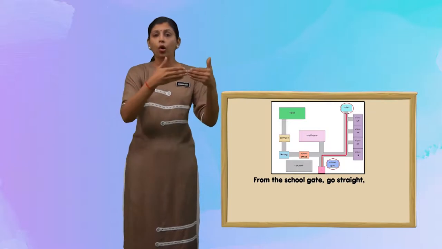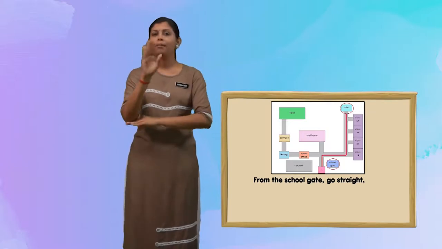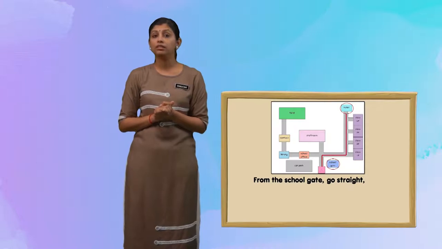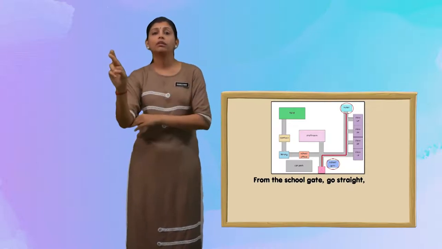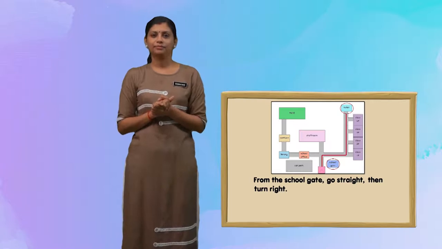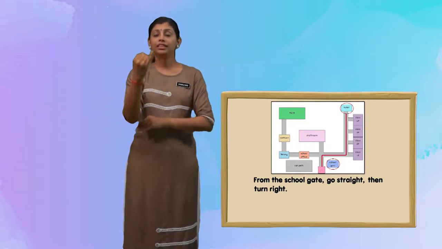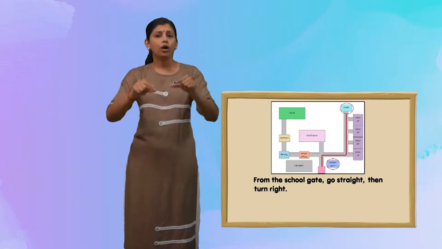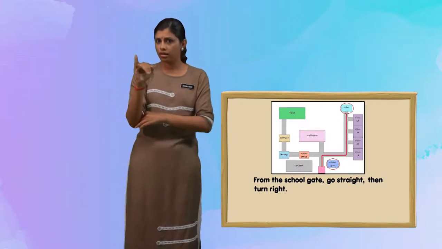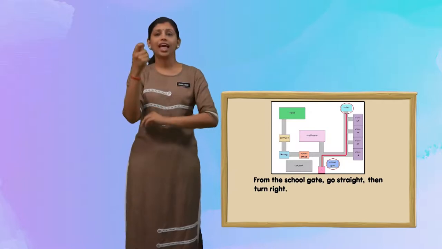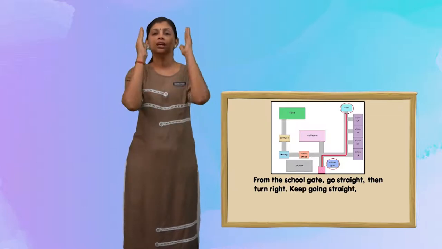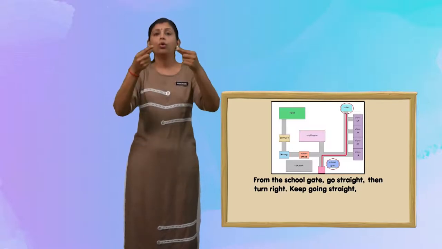We can continue the sentence by adding the next direction, which is turn left or right. Yes, turn right. After turning right, we are going straight, correct? And it's repeating. So, we can add the word what? Yeah, keep going straight. Alright? Keep going straight.